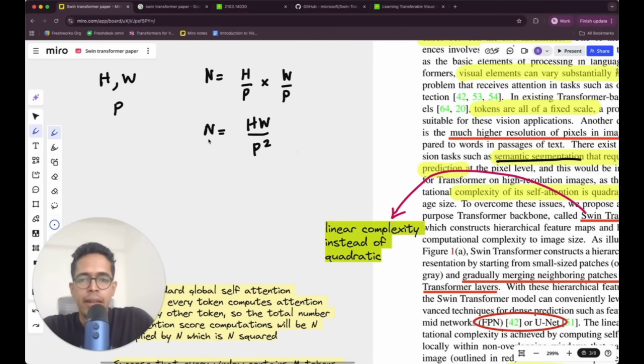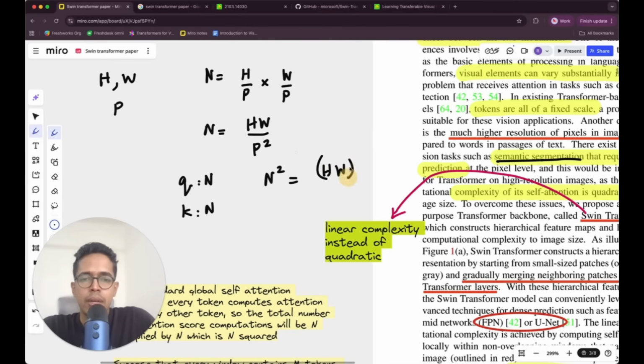Now, if you have N patches or N tokens, how many queries do you have? You have N queries. How many keys do you have? You have N keys. And you are taking dot product between every single query key pair. So how many such dot products do you have? You have N times N, which is N square dot products. And what is N square?